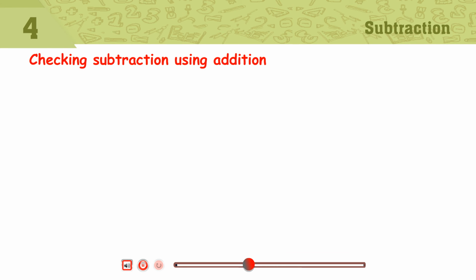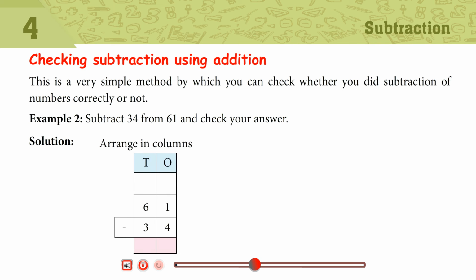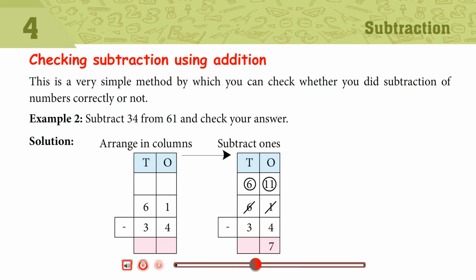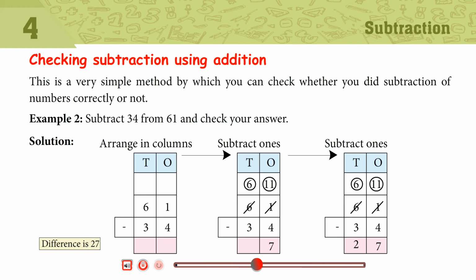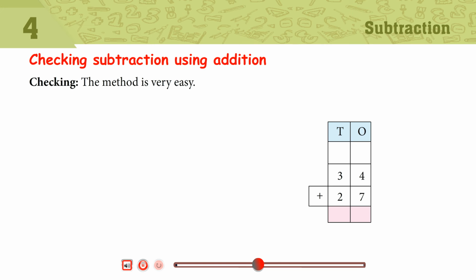Checking subtraction using addition. This is a very simple method by which you can check whether you did subtraction of numbers correctly or not. Example 2. Subtract 34 from 61 and check your answer. Solution. Arrange in columns. Subtract ones, subtract tens. Difference is 27. Checking. The method is very easy.